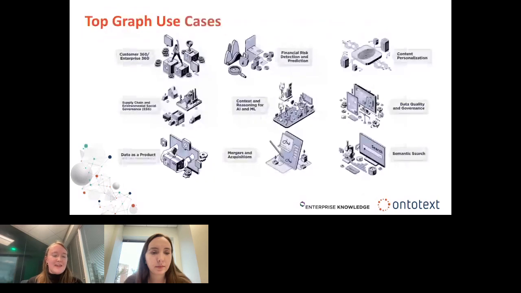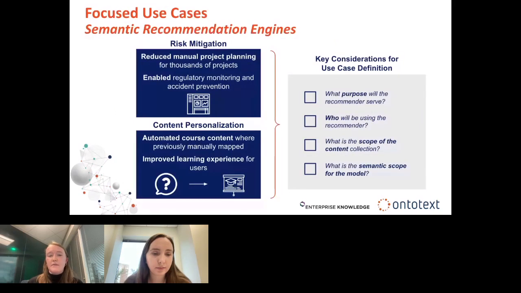I mentioned at the beginning, in our introduction for Enterprise Knowledge, we've worked with graph plenty of times and work with GraphDB quite a lot as well. And we've done this type of project many times in a lot of these use cases that you see on the screen here. Actually, all of the use cases that you see on the screen here. But for the sake of time in this presentation, we're just going to dive into a few. We're going to dive into one that's more geared towards risk prediction and mitigation, and one that's geared towards content personalization. So with that being said, we'll focus on these two use cases on the screen here.